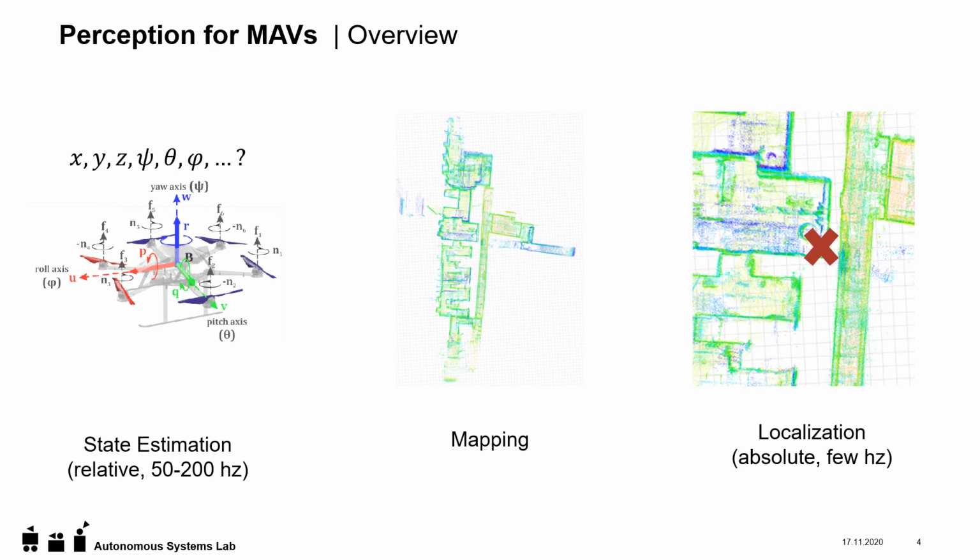The last task, localization, deals with combining state estimation and mapping and gives us an absolute reference with respect to a given map at usually a few hertz. This task is rather computationally expensive, therefore it is not run at the same frequency as state estimation.